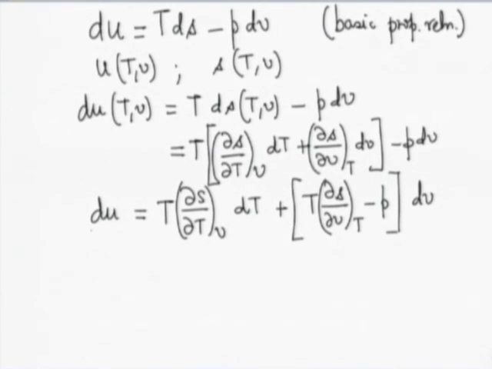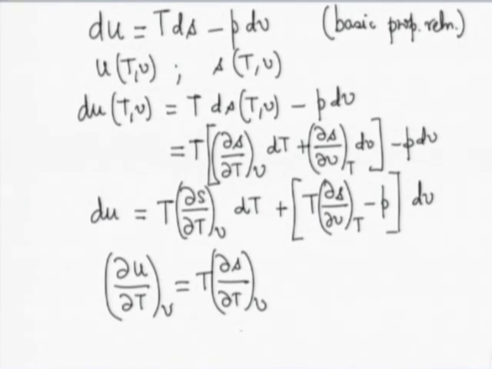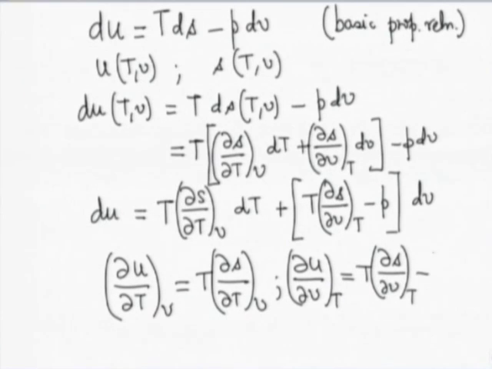Now look at it. This is dU equals m dT plus n dV. And when you have that, go back to our basic thing. When d phi equals m dx plus n dy, m is the partial derivative of phi with respect to x at constant y and so on. So that means the partial of U with respect to T at constant V is T partial of S with respect to T at constant V. That is one part. The second part is partial of U with respect to V at constant T is T partial of S with respect to V at constant T minus P.